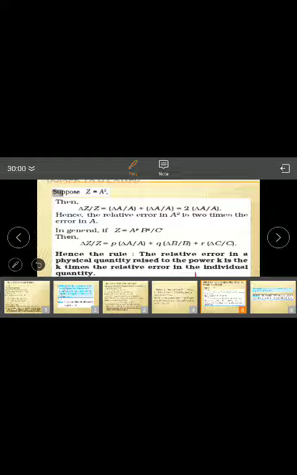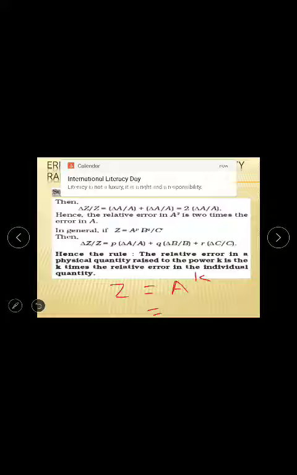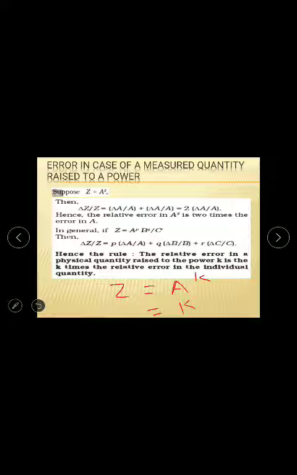So what is the rule related to it? The relative error in the physical quantity raised to the power K is K times the relative error in the individual quantity. Okay. So if you are taking Z is equals to A raised to K, how will you write it? Z is equals to A raised to K. It is K times of their relative error. K times. So K into delta A upon A. Okay. K into delta A upon A.